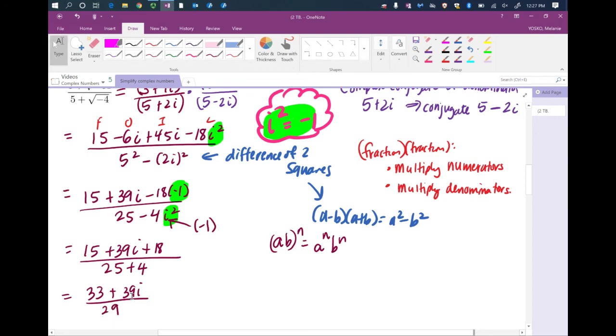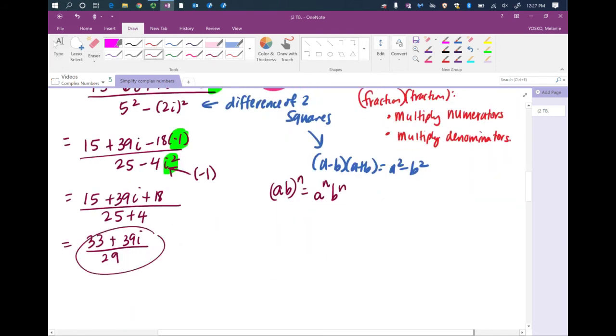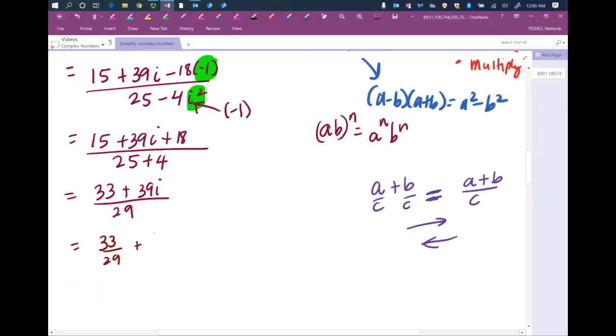But the directions said write it in a plus bi form. Well, this is one big fraction. I need a clear-cut plus sign or a minus sign, and I need a b, and I need an i. So I'm going to have to tweak this a little bit. So remember your rules of fractions. So a over c plus b over c. You can rewrite this. Rewrite the common denominator and do a plus b. Well, this is an equal sign, so I can go this way or I can go this way. So I can rewrite this as 33 over 29 plus 39 over 29 times i. And we see that this is a plus bi form.